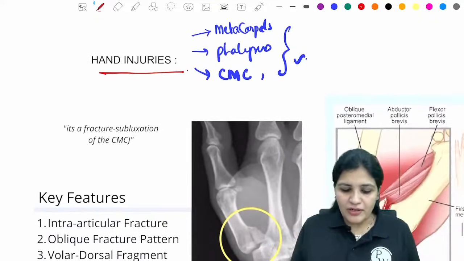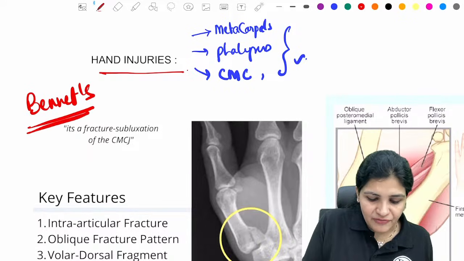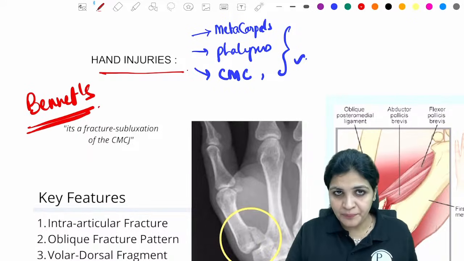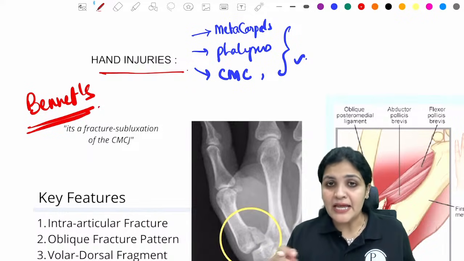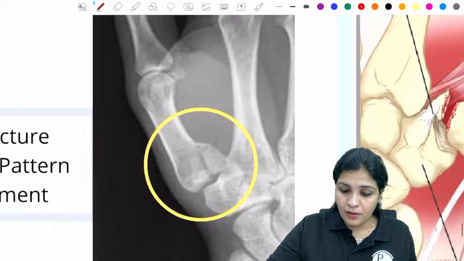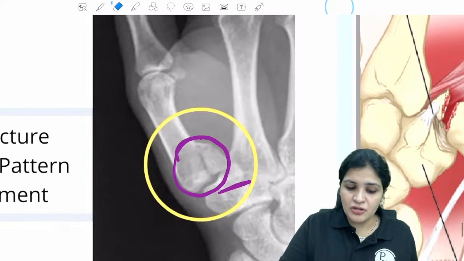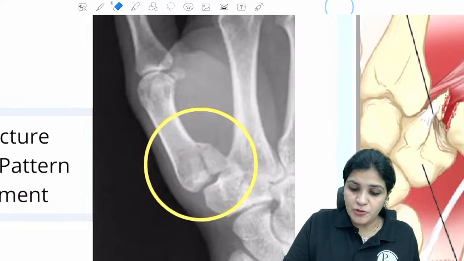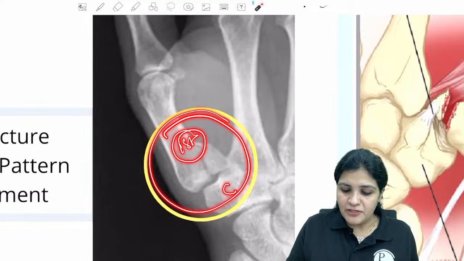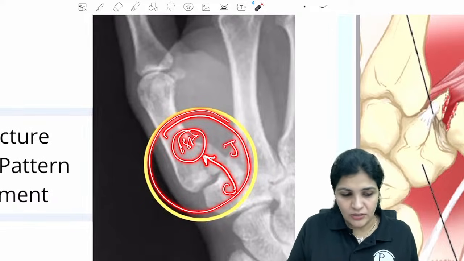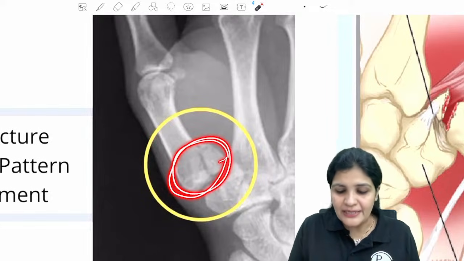So what is the definition of Bennett's? Definition of Bennett's is it is a fracture subluxation of the CMC joint, that is carpus trapezium and the metacarpal. Understood? So this is the metacarpal, the first metacarpal, and this is the carpal. So this is the carpo-metacarpal joint, the CMC joint, right? And here the base of the joint is damaged.